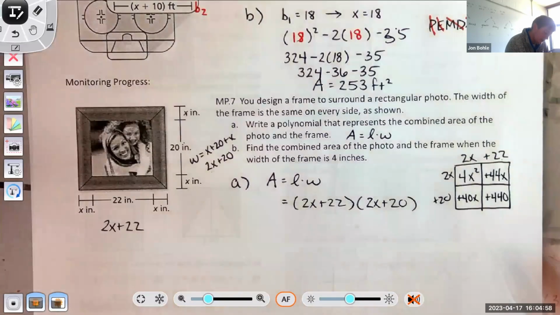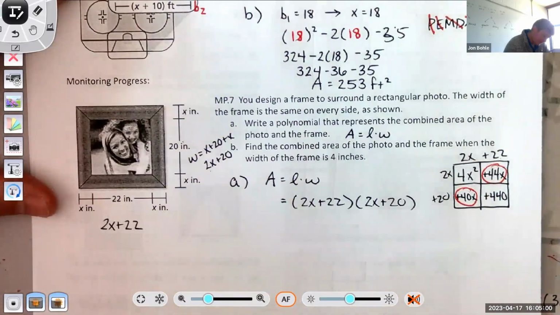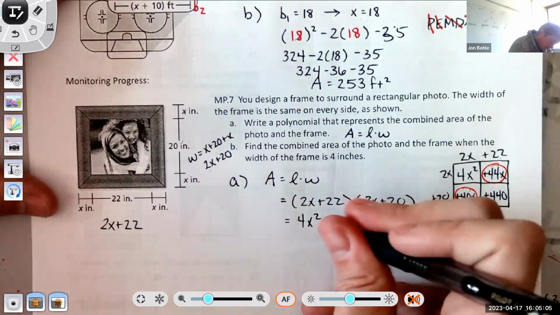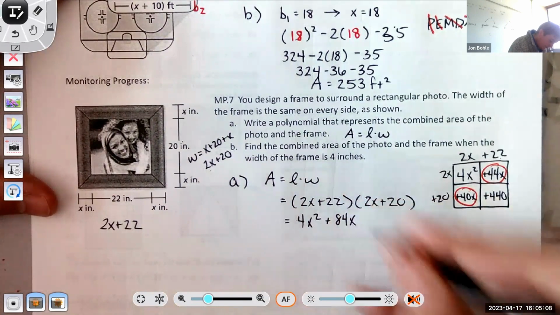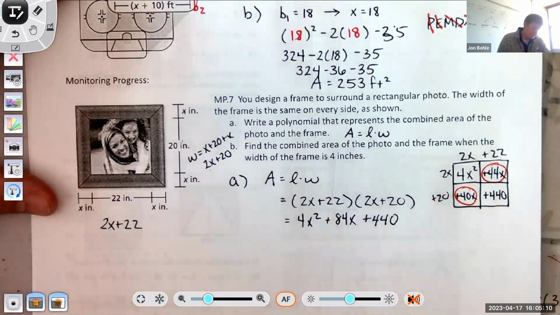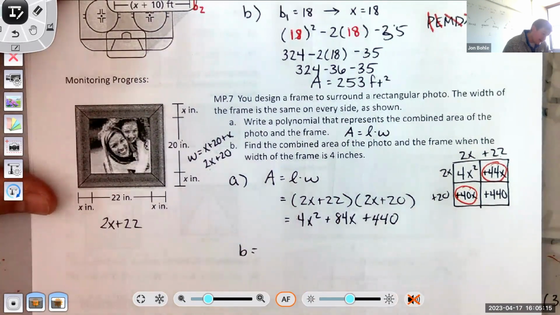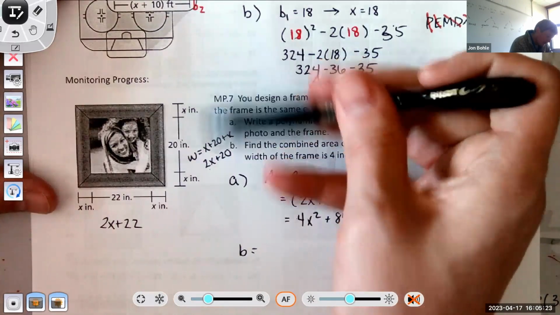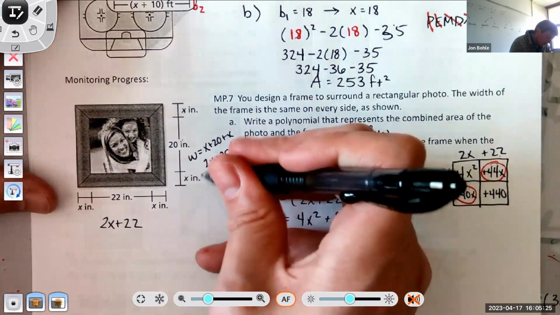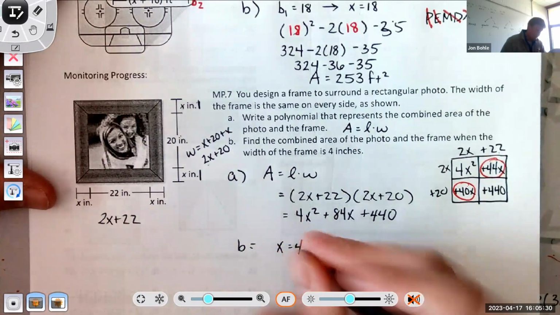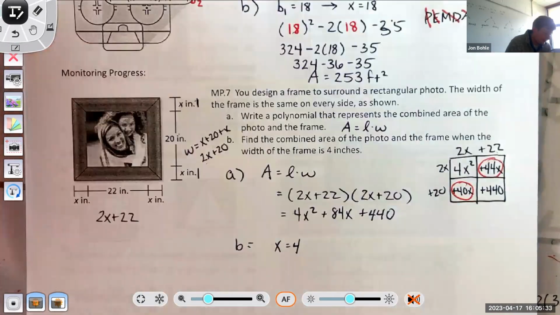I have like terms here and here. So my area is 4x squared plus 84x plus 440. That's the answer to part A. Part B says find the combined area of the photo and the frame when the width of the frame is 4 inches. So it's not saying that this whole thing is 4 inches. It's saying that this width here is 4 inches. So that means our x is going to be equal to 4.